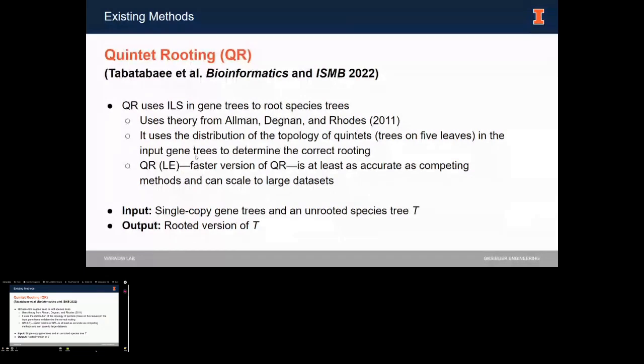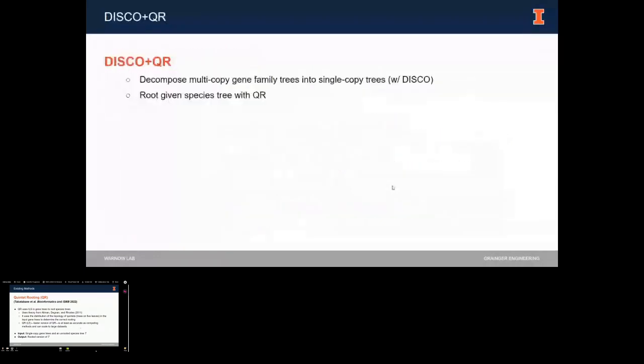And it was shown that QRLE, which is a faster version of QR, is at least as accurate as many different competing methods and can scale to large data sets. So basically, our idea here with DISCO plus QR is that we're going to decompose our multi-copy gene trees using DISCO and then use those as an input to QR.